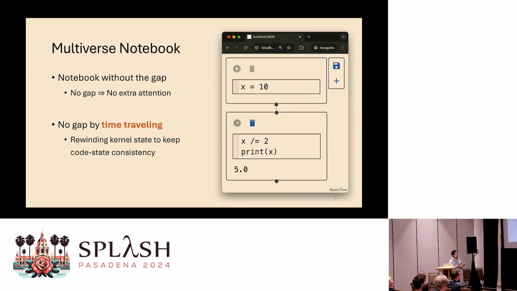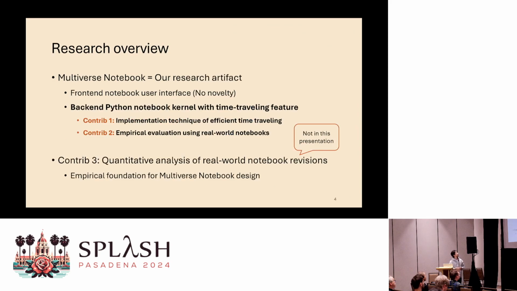In Multiverse Notebook, we rewind the kernel state to keep the consistency between the source code and the kernel state. So we developed Multiverse Notebook, a computational notebook without the gap between source code and the kernel state. That's an extreme summary of our work. But let me describe more about our work from a research perspective.